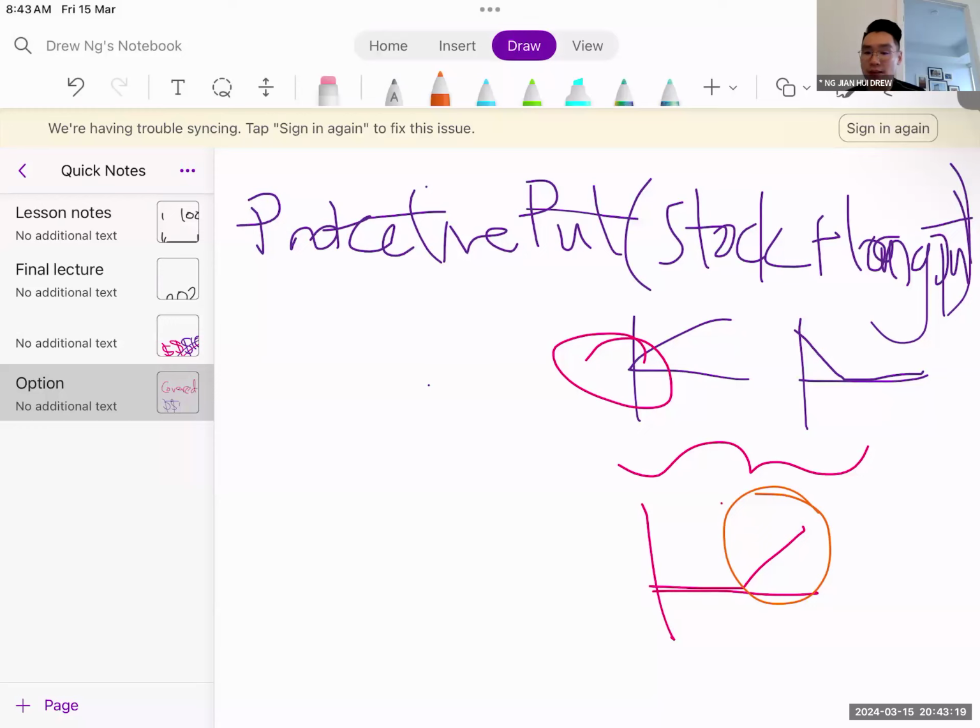Yeah, I see a comment, the right to buy a stock at a stated price. Yeah.